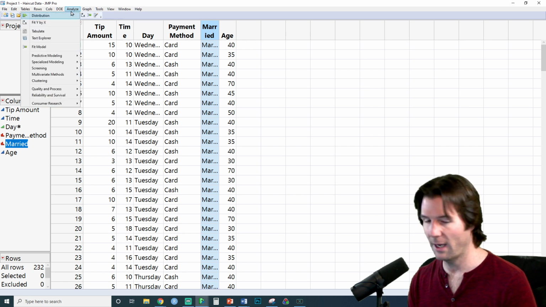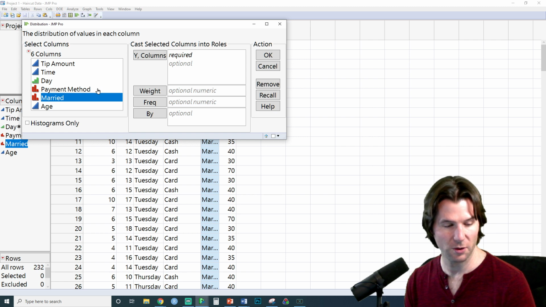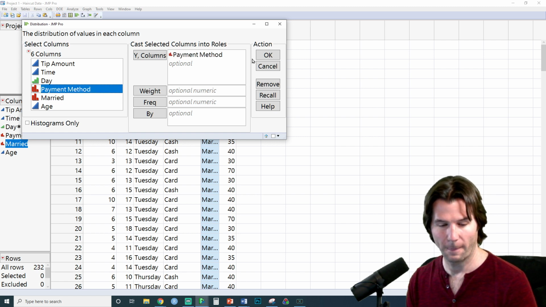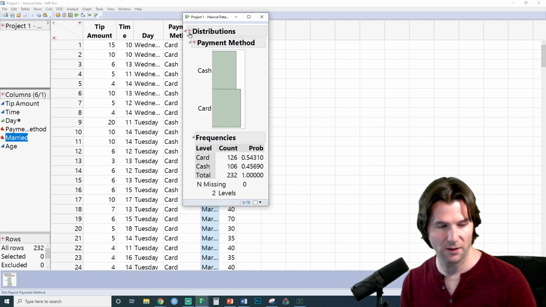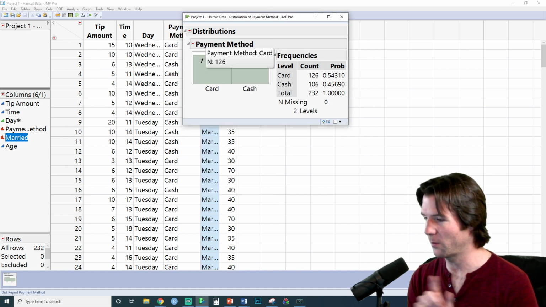So let's go here to analyze distribution, and let's go here to payment method. Okay, we're going to do a 1 sample proportion test on this. So I'm going to stack it, it just makes it look nicer. That's the only reason I do it. I just like reading left to right, not up and down.